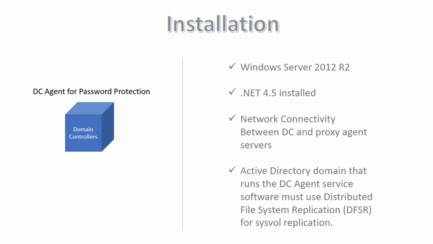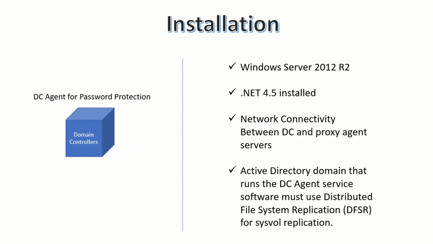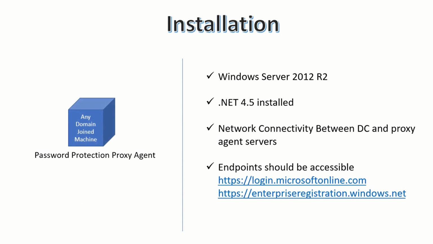Now, in order to install the DC agent, your server should be Windows Server 2012 R2 or above. .NET Framework 4.5 should be available. There should be network connectivity between the DC and proxy agent servers. And all the DCs where you will be installing the DC agent must be enabled with DFSR for sysvol replication. The only difference between the requirements for the DC agent and the proxy agent is that your proxy agent should be able to contact these endpoints.